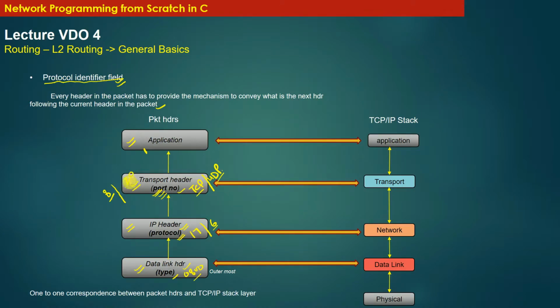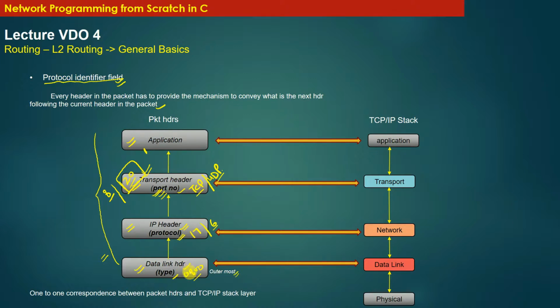So if the port number specified is 20, then there must be some application running on the machine which is listening on port number 20. Whenever a packet arrives such that the port number in the TCP or UDP header is 20, your transport layer will hand over that packet to the application which is listening on port number 20. So you can see that every header contains the knowledge of what is the next type of header following in the packet. The outermost header is the data link layer.